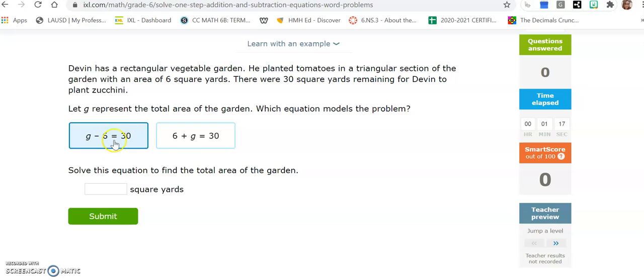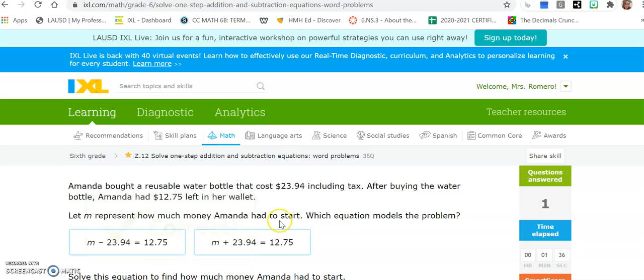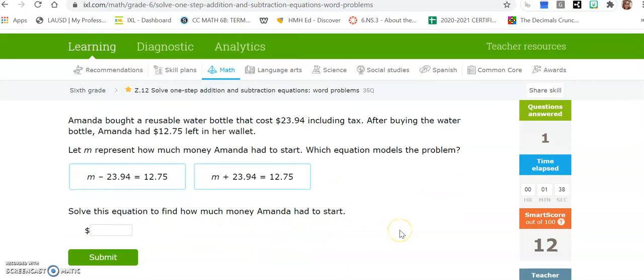Now that I chose my answer, I need to solve it. So G minus 6 equals 30. So I'm going to say, oh, it's 36 because if this is minus 6, I need to add 6 on this side. 30 plus 6 is 36. Now I'm going to click submit. Correct. Awesome. I got it right. That means I got 12 points.